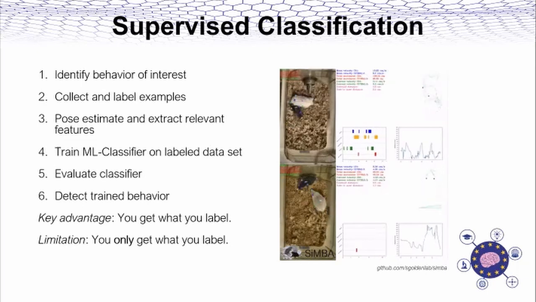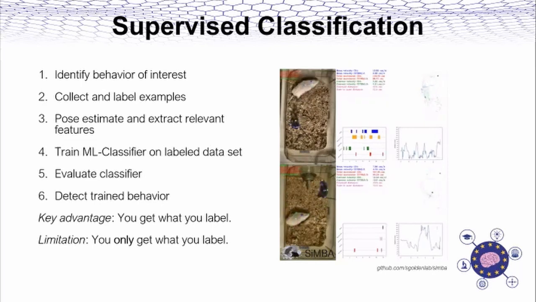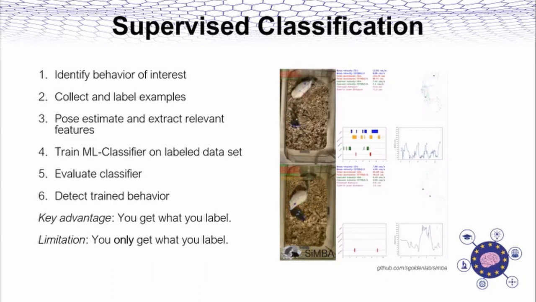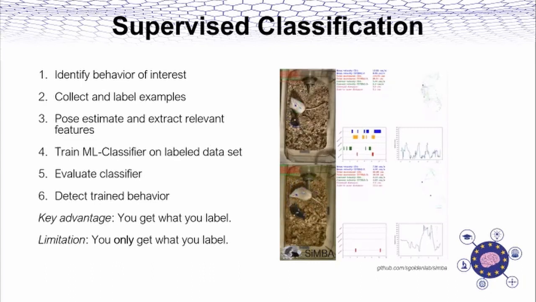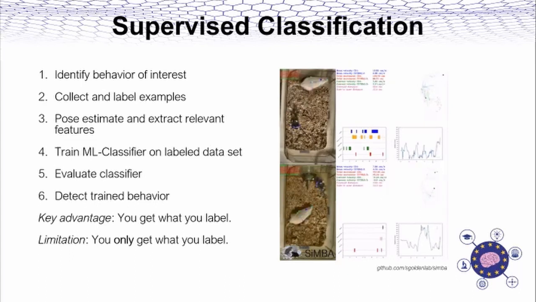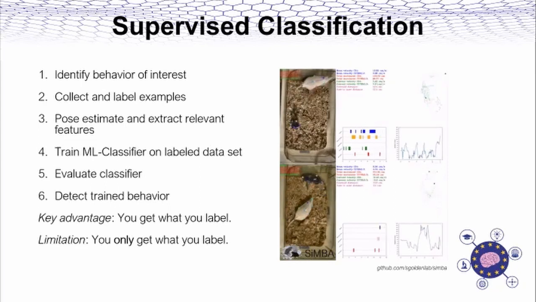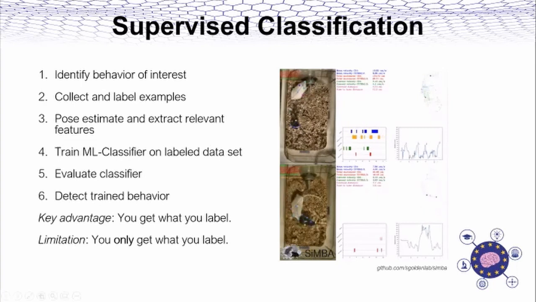The key advantage here, as I said, is you get what you label, meaning that by giving it a trained data set, you can define the behavior and also the nuance of the behavior that you're interested in. The limitation here is you only get what you label, meaning that what you have been showing the classifier is what it will show you. It will not show you any new patterns or new insights into the behavior repertoire. It will only give you what you wanted.